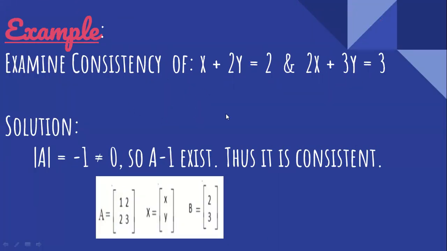Here we will take an example. Examine the consistency of x plus 2y is equal to 2 and 2x plus 3y is equal to 3. Solution: value of determinant is minus 1, so A inverse exists. Thus, it is a consistent system of equations.